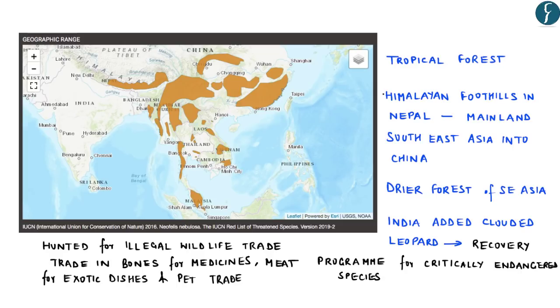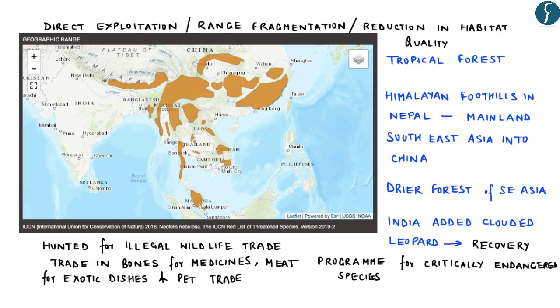Thus major threats with respect to clouded leopards can be attributed primarily to direct exploitation, range fragmentation, as well as reduction in habitat quality, including deforestation, as well as changing patterns in rainfall. Further, its hunting is banned in Bangladesh, Cambodia, China, India, Malaysia, Myanmar, Nepal, Thailand, as well as Vietnam.